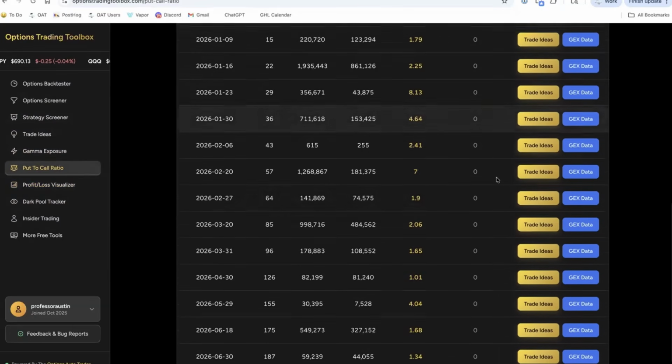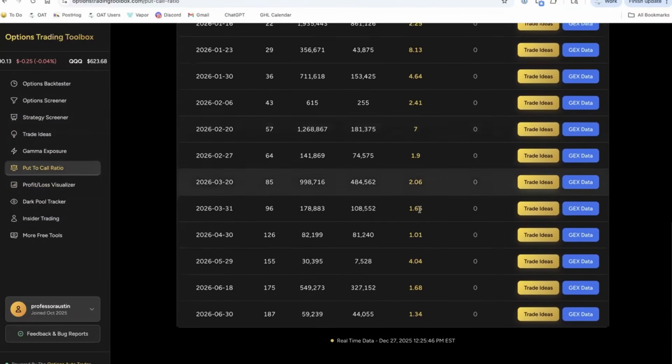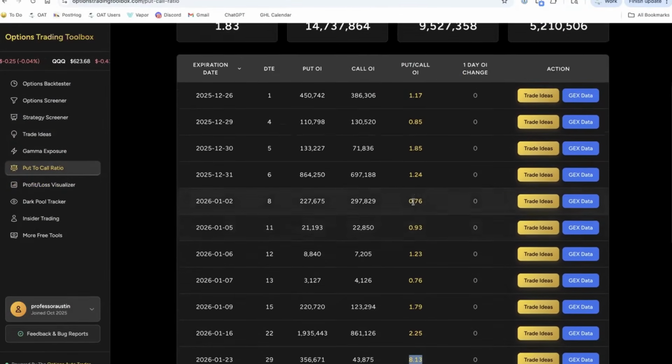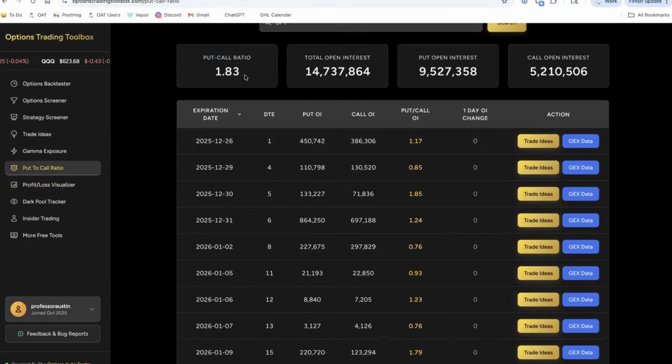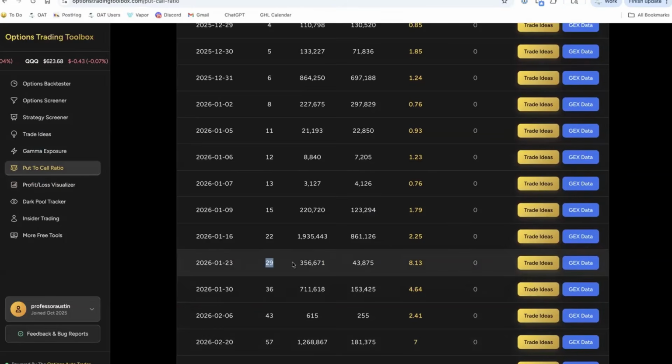Put to call ratio, again, you can see here. What I also like is if you see something crazy happening on the put to call ratio, like this, where you have 8.13, which is way larger than the average of 1.83. That means for this expiration date, 29 days out, there's a very large put to call ratio difference. So if I know there's a lot of activity happening here, then what I could do is look at the GEX data for this specific expiration date to see all that stuff.